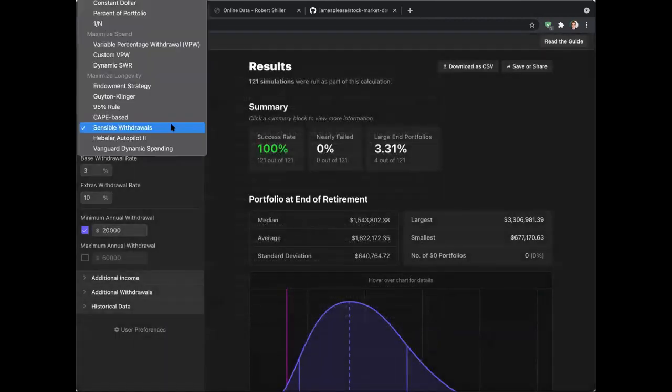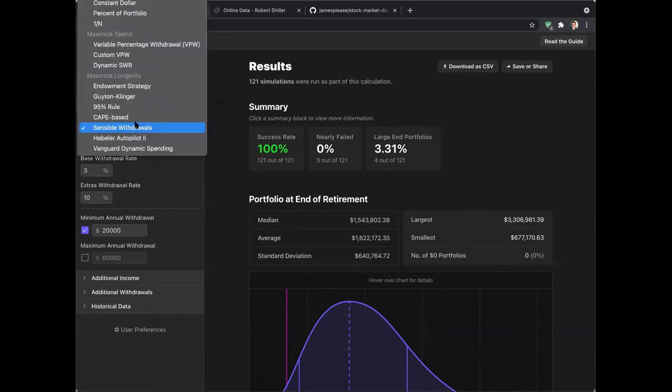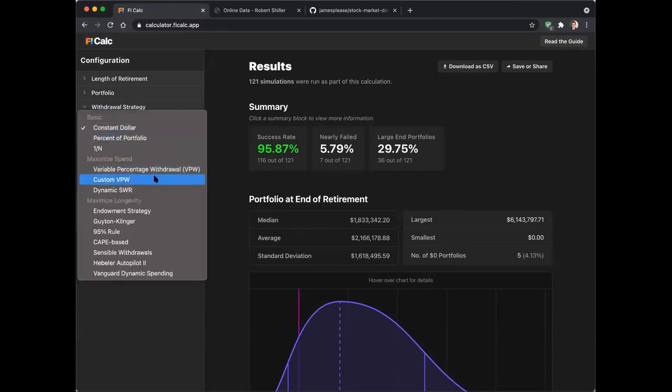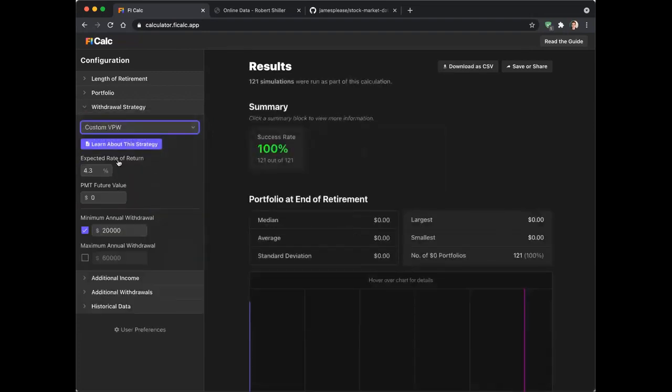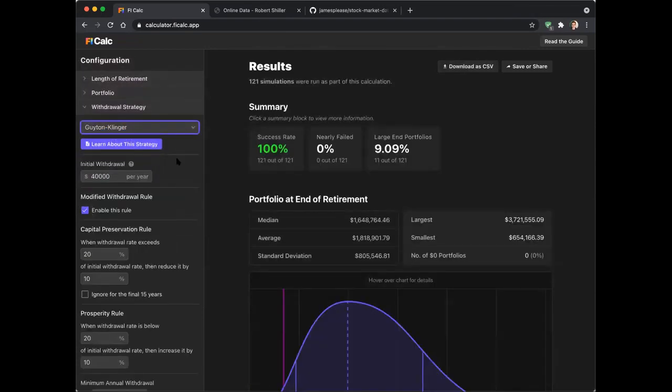For each of these different strategies, you can then configure it based on that particular equation. So for instance, for constant dollar, you can specify how many dollars you want to withdraw each year, and then you can choose to adjust that for inflation or not. Whereas for, say, custom VPW, you can adjust the PMT values that are part of the custom VPW algorithm.